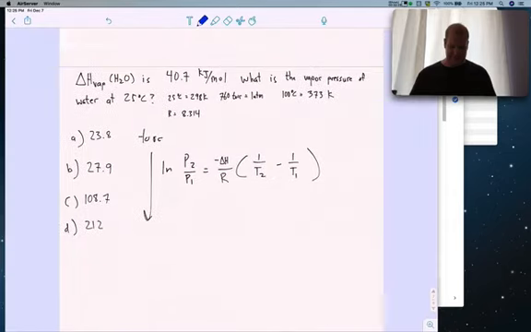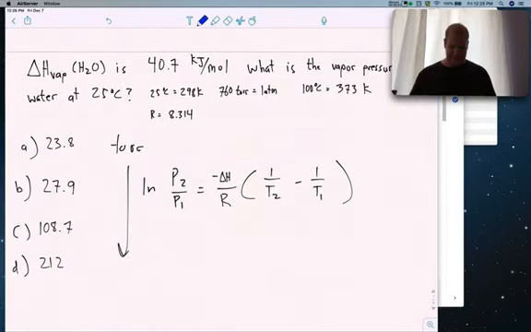Okay, so this is your turn. Why don't you try solving this one? The heat of vaporization of water is 40.7. What is the vapor pressure of water at 25 degrees Celsius? Same thing. So why don't you try and solve this on your own?